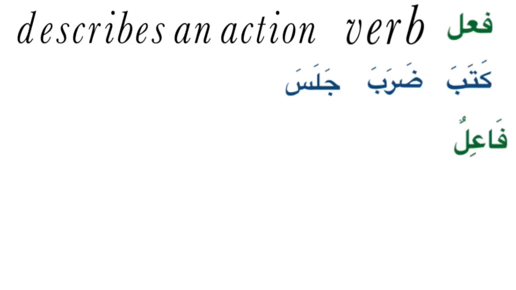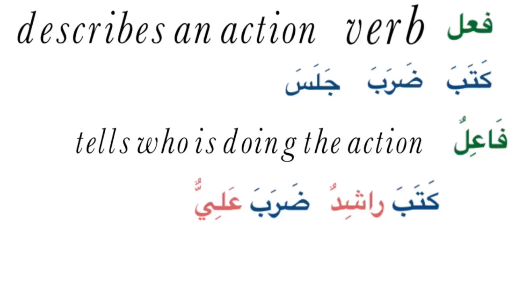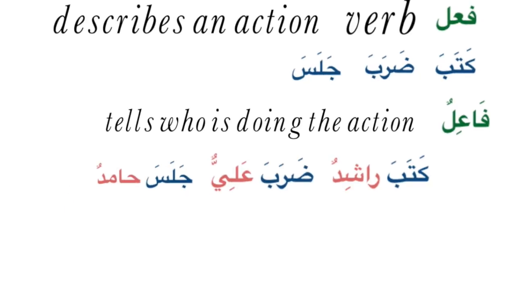And what is the fa'il? The fa'il tells us who is doing this action. We are very comfortable and know everything in detail about fa'il. For example, if we say kataba rashidun, rashidun is the fa'il because he is writing. Daraba aliyun, Ali hit; and jalasa hamidun, Hamid sat. So this is the fa'il.